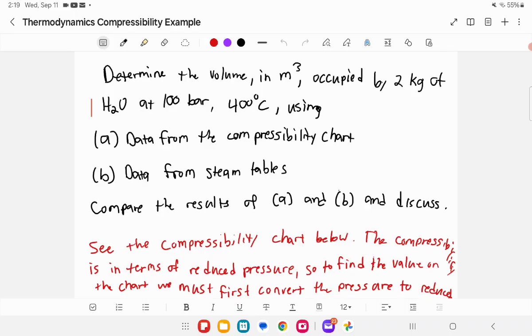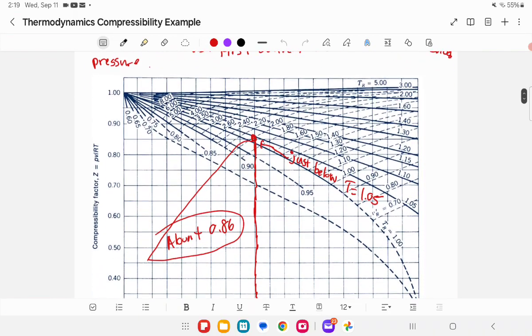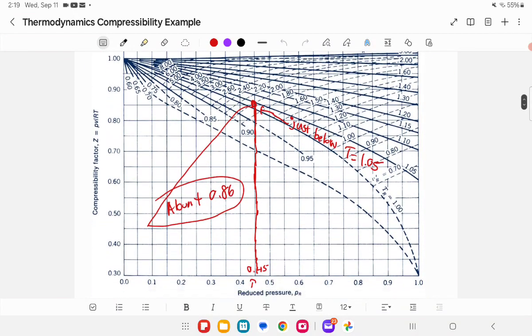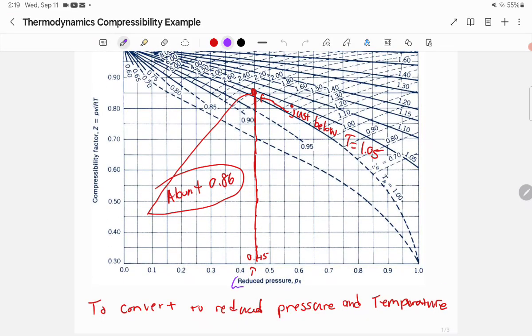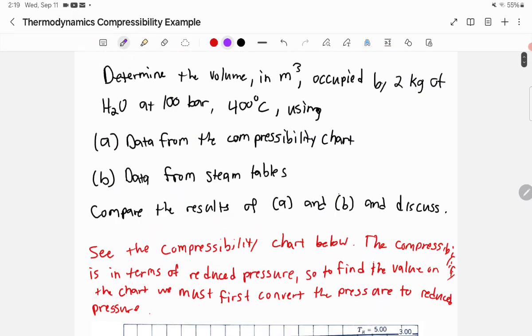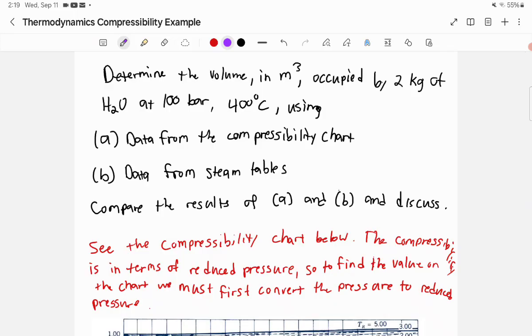Okay, so we're going to look at the compressibility chart here below. Let's actually examine it. On this compressibility chart, the thing I'm going to highlight here in purple is that the reduced pressure is on the x-axis, and the compressibility factor is on the y-axis. But we were given the pressure not as the reduced pressure, but as just the plain absolute pressure. Okay, so we're going to have to do a conversion here.